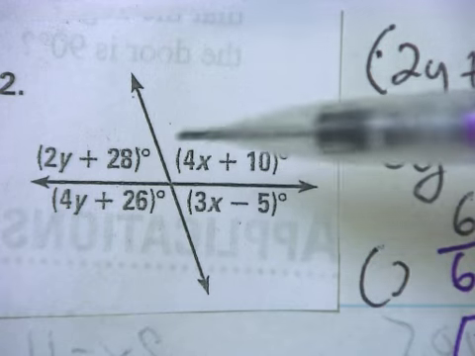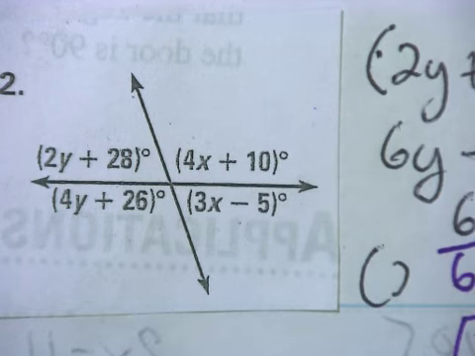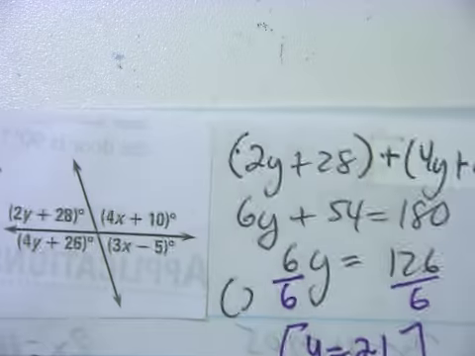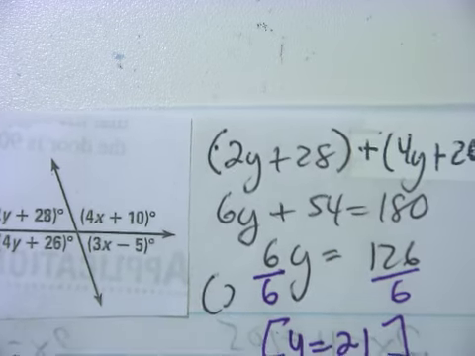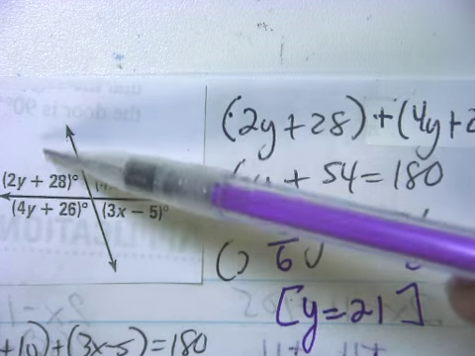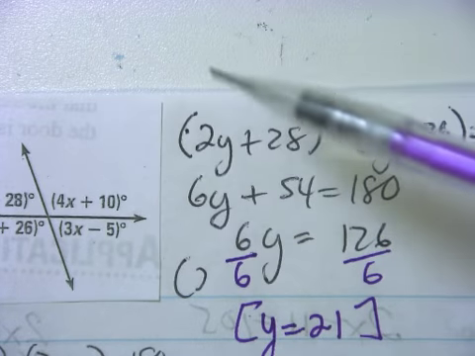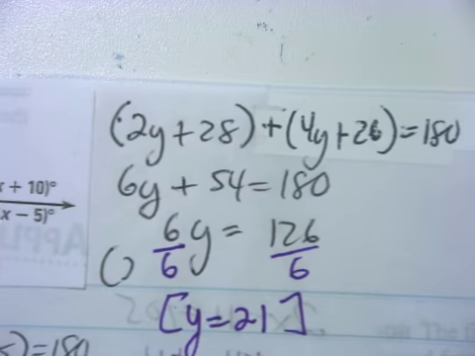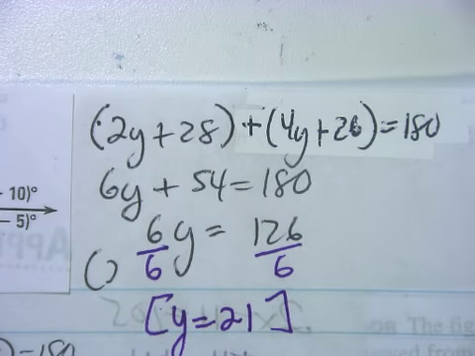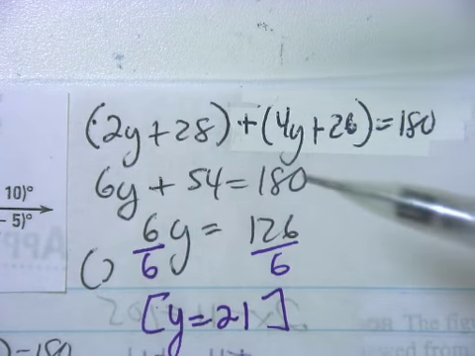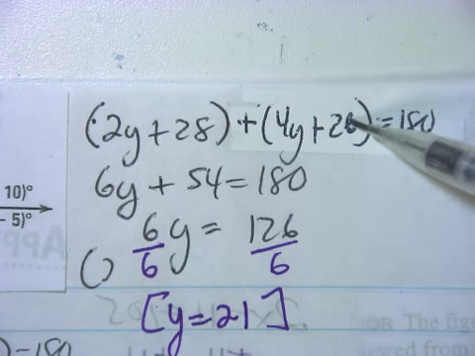However, if I look here, I know that these are a linear pair. They add up to 180. They're supplementary, and they have the same variable. I also know that these here are a linear pair, and they also have the same variable, which makes it very convenient for me. So I'm going to set up my equation. I'm going to say that these two added together are equal to 180, that they're supplementary. So 2y plus 28 plus 4y minus 26 is equal to 180 degrees.